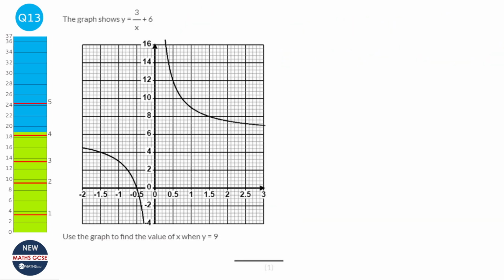So we're going to first of all work out where 9 is on the y-axis. Well, we've got 8 here and 10 here, so 9 will be halfway in between. And what we're going to do now is just draw a line across at 9, and then wait until it hits the line. And then we're going to draw a line down, and you can see here that x is 1. So our answer is that x equals 1.